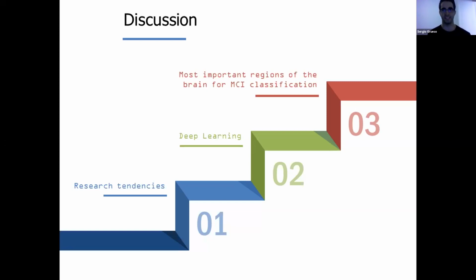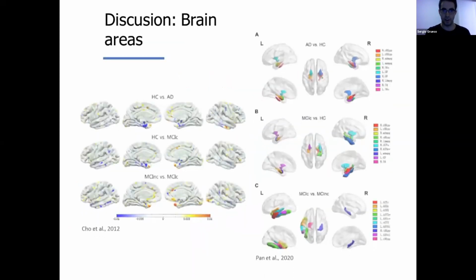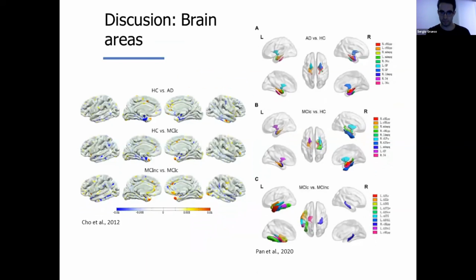Also, deep learning performs better and it's easy to understand the model outcome, meaning that we can see which areas are the actual ones that help correctly classify subjects. And the most important regions of the brain for MCI classification are actually the ones that have been extensively validated by the literature, meaning that the information that the models provide is actually useful. Here you can see the brain areas that were the most important for this binary classification.